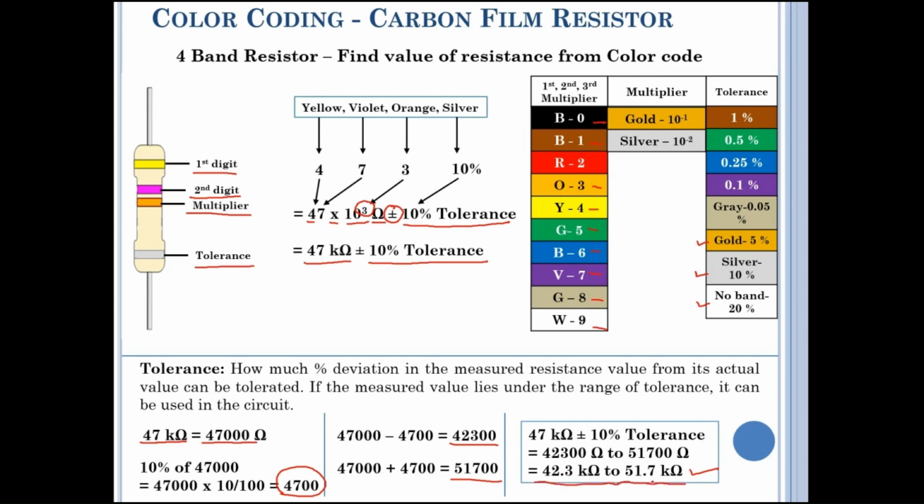So what does this range mean? Suppose you purchase one resistor from a shop and that is of 47 kilo ohm, and you measure it through a multimeter, you will not get exactly 47 kilo ohm. But if you get the value of that resistor between this range, you can consider this resistor as okay. It is not faulty and you can use it in the circuits.